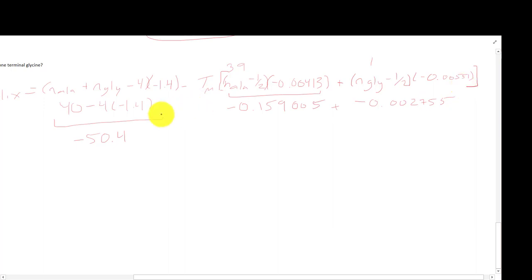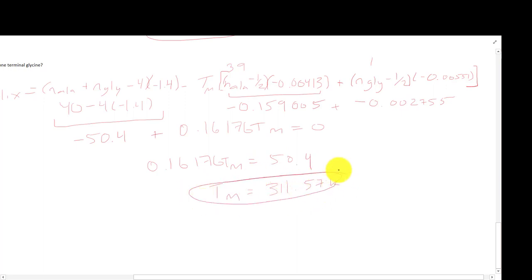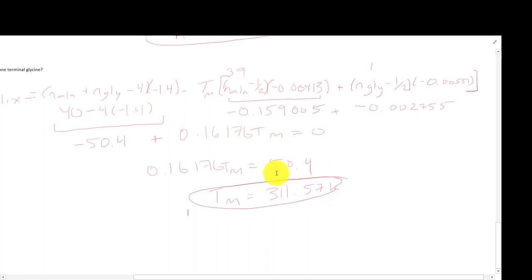Okay, so then this whole thing becomes plus 0.16176 Tm equals 50.4. Tm is equal to 311.5. Okay, so that's an interesting change here.